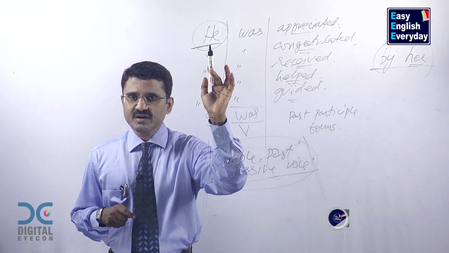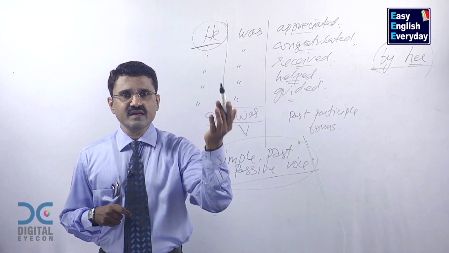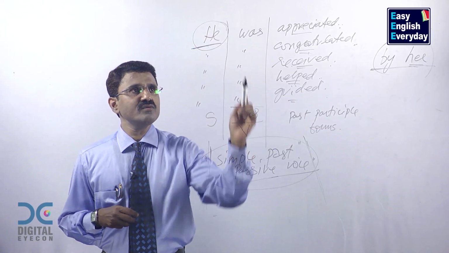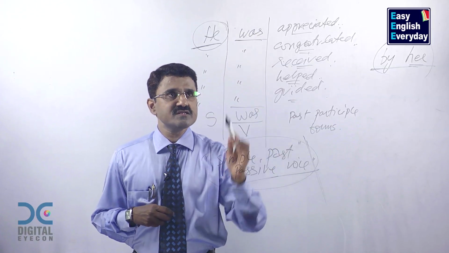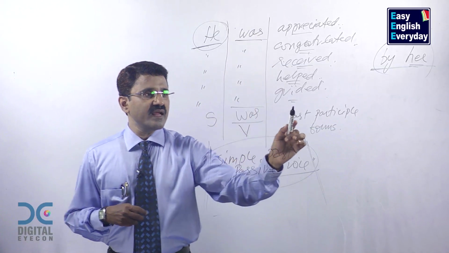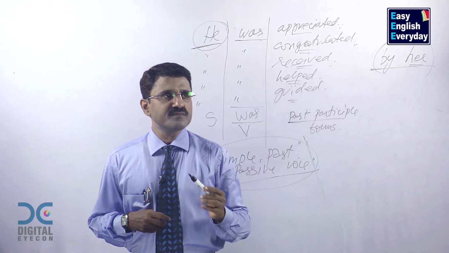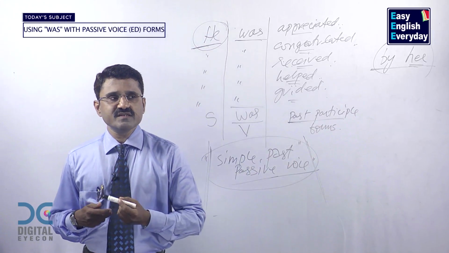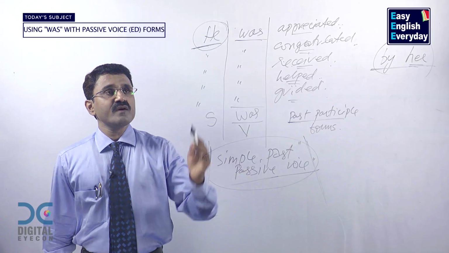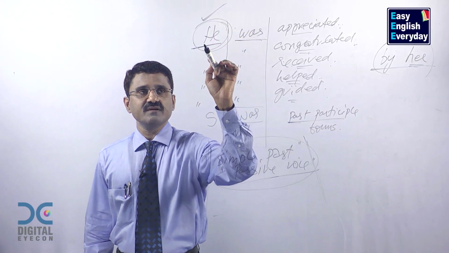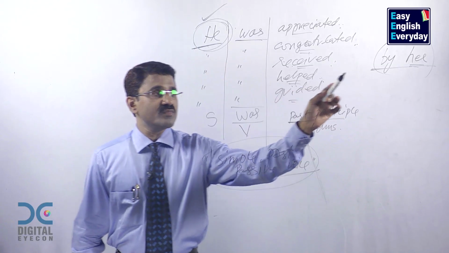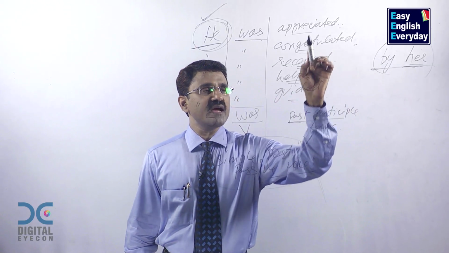Take a subject: he, she, it, or any singular living or non-living noun. Take "was," because we are talking about past tense. "Was" indicates past tense. Take past participle forms. This type of sentence is useful when you are giving importance to the receiver, the subject, but not the doer of these actions.